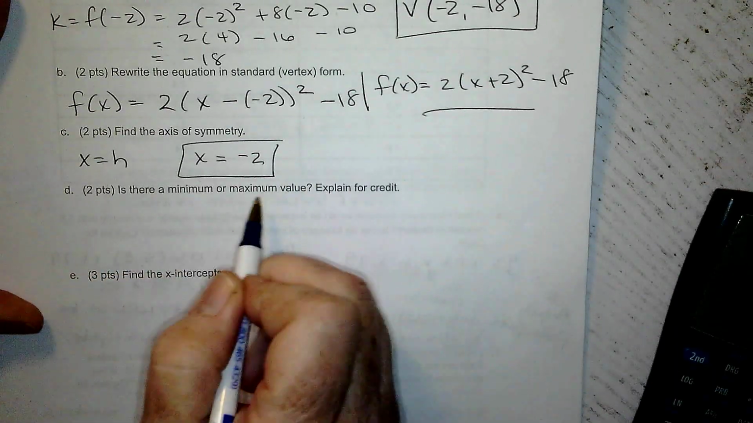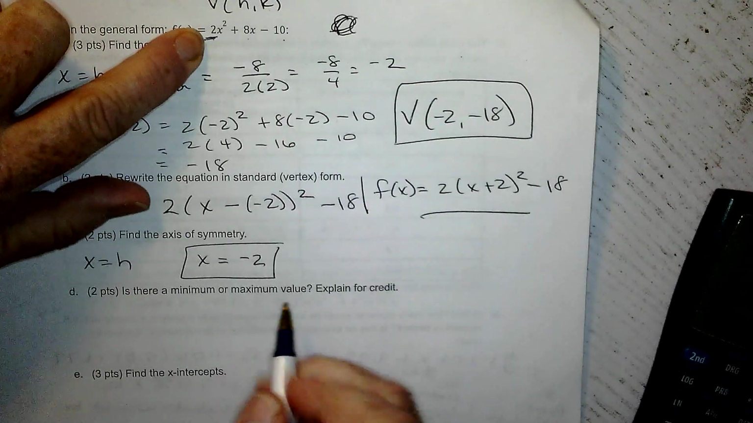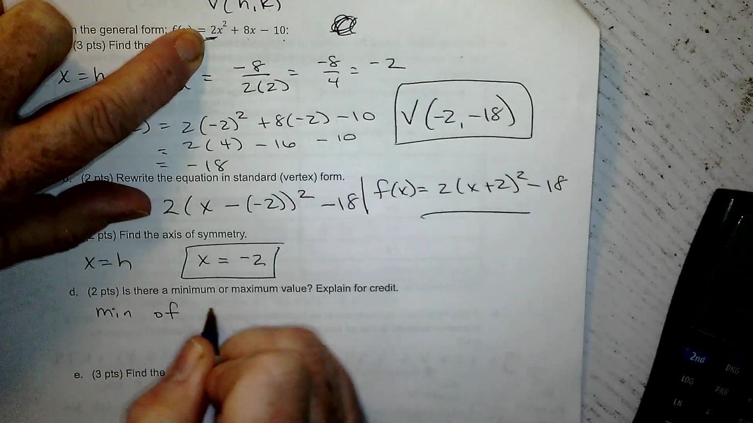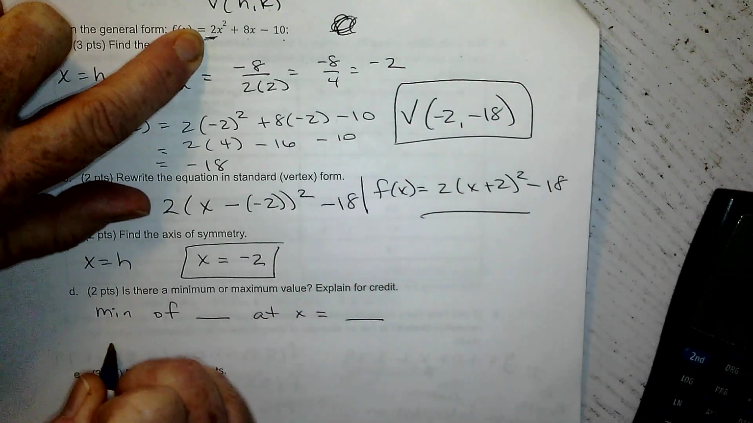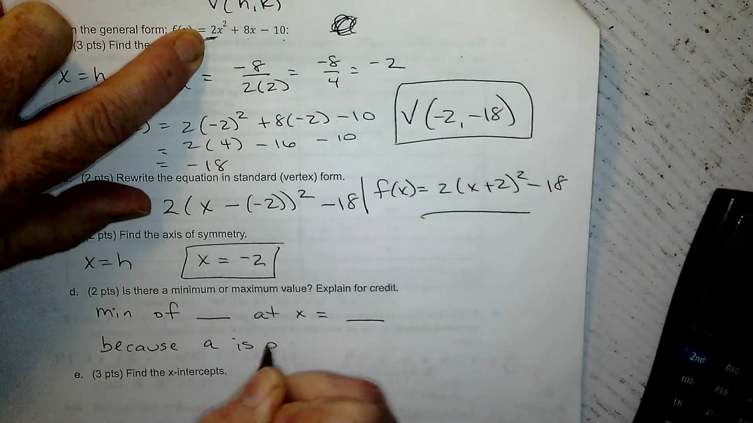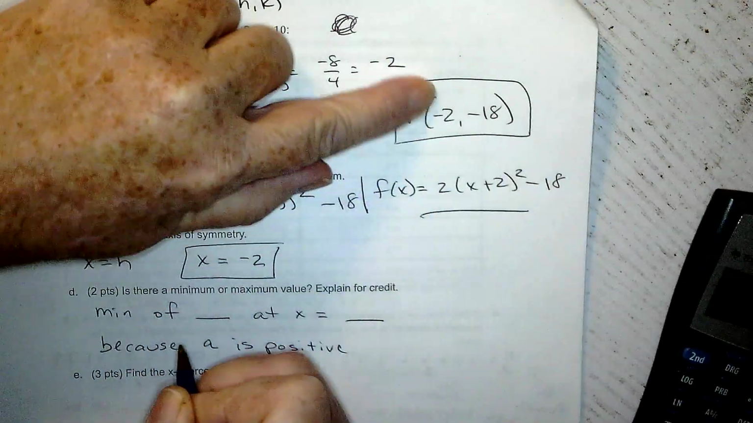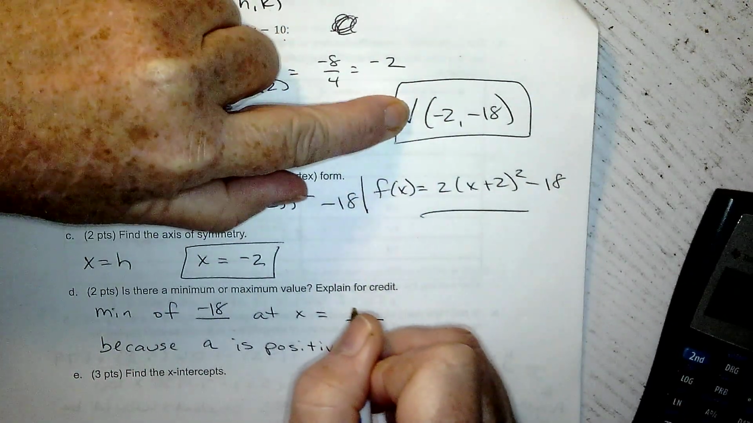Is there a min or a max value? Because our a is positive, there is a min, but there's a min of what at x equals what? And the explanation is because a is positive. All right, the min is negative 18. We went over this a lot as well. At x equals negative 2.